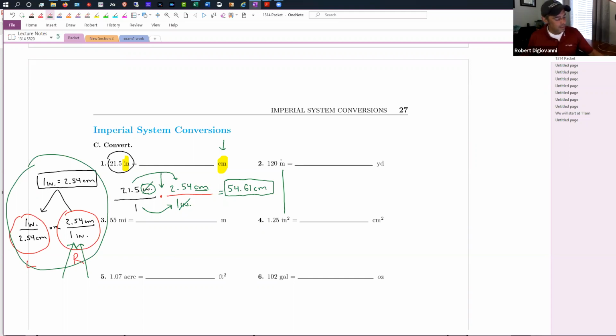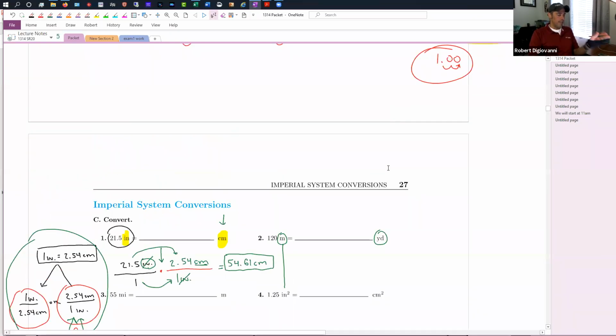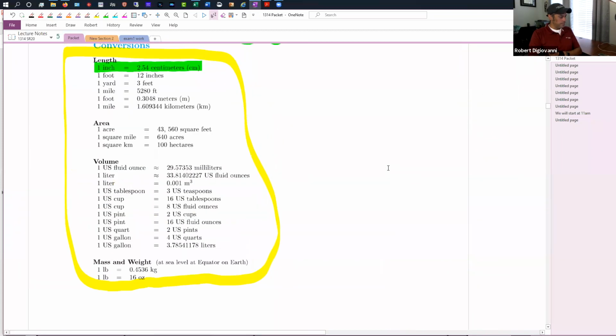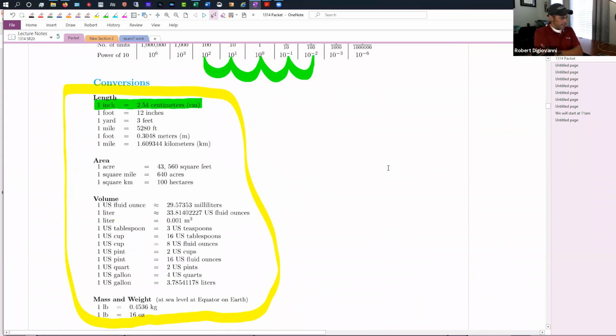All right, here we go. I'm going to do 120 m over to YD, which is yards. So I'm going to go from meters to yards. Now, meters is metric, right, and yards is imperial. So is there anywhere on our conversion table where we go from meters to yards? So let's go look. Does anyone see anywhere where we go from meters to yards? Does anyone see it?